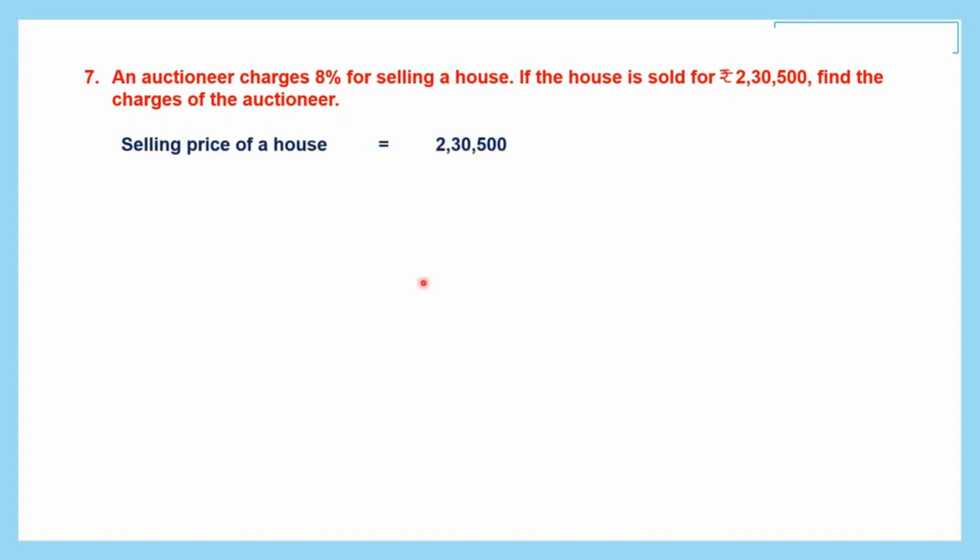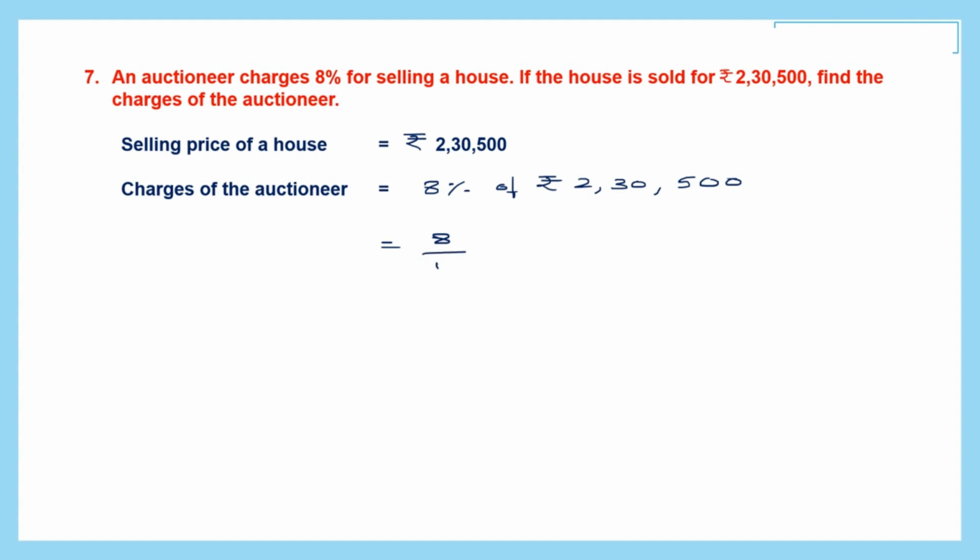So what is given to us? The selling price of a house is given to us, and this is rupees 2,30,500, and the charges of the auctioneer. He charges 8% of the amount, that is 2,30,500. So we need to find out how much this is. So 8% means 8 by 100 of, into, 2,30,500. Now first thing we can do is we can cancel the zeros. So here let's cancel the 2 zeros here and the 2 zeros here.